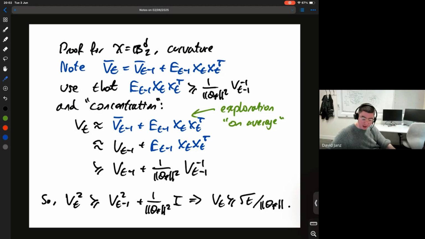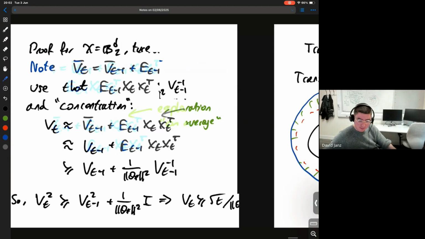And if you multiply through by this Vt inverse, and use that Vt upper bounds Vt minus 1, you end up with Vt squared being lower bounded by the square of Vt minus 1 plus identity times this 1 over j of theta star squared. And so the square of Vt grows in every direction linearly. So Vt itself grows in every direction as square root t divided by this j of theta star, which is exactly what we wanted. So we're getting our d root n log n regret.